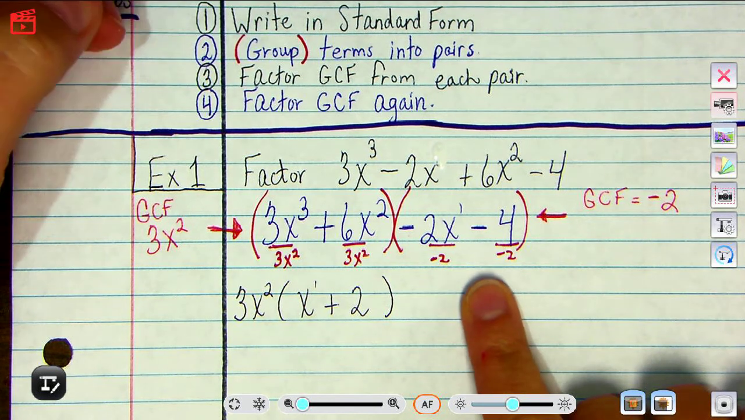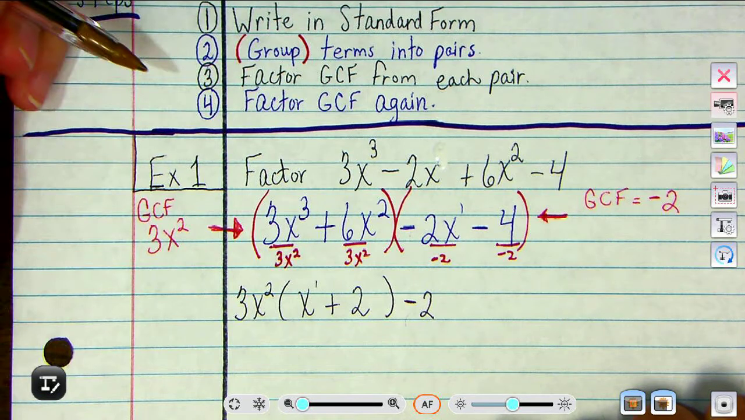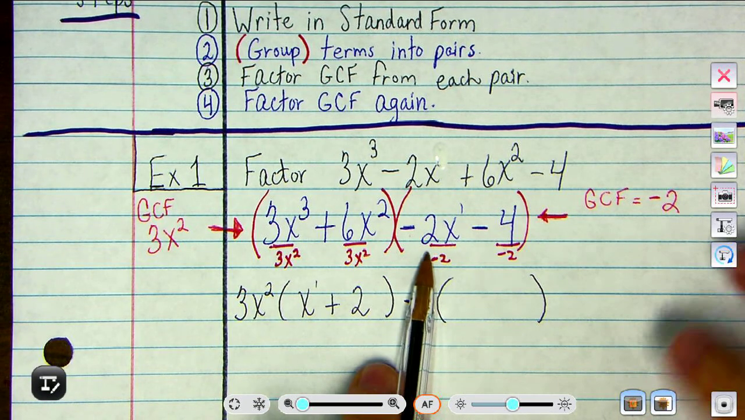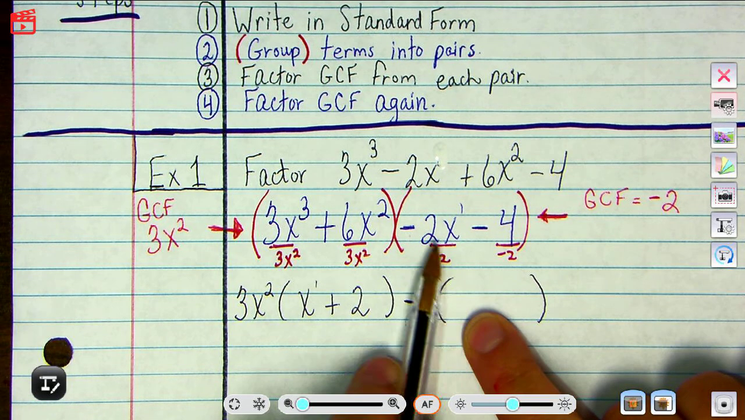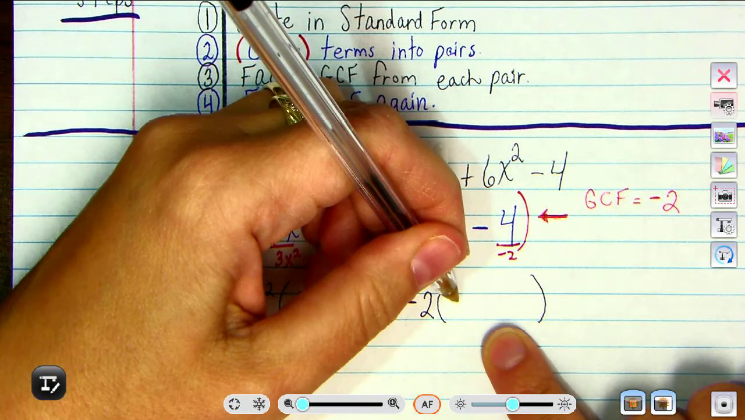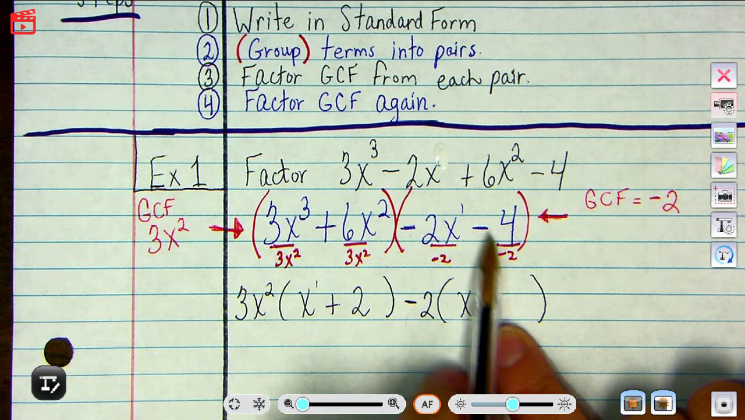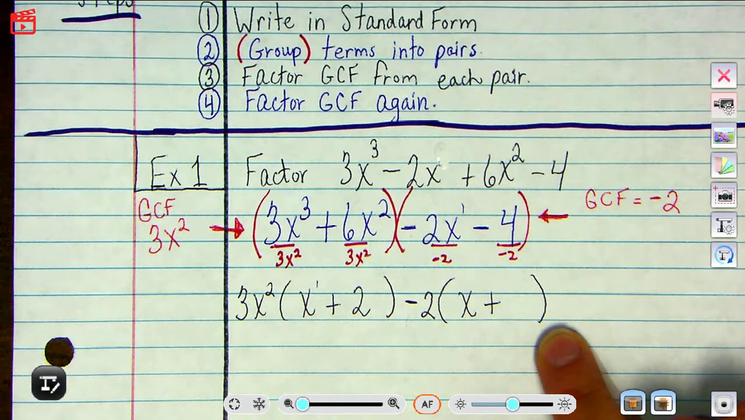All right, for the second pair, the greatest common factor was -2. And then when I divide each of these by -2, let's see, the signs change. Negative divided by negative, this is going to be positive. 2 divided by 2 is 1, and then x. I don't have to write the 1 in front of the x. I can just bring it down as x. And then here, -4 divided by -2 is going to be a positive.